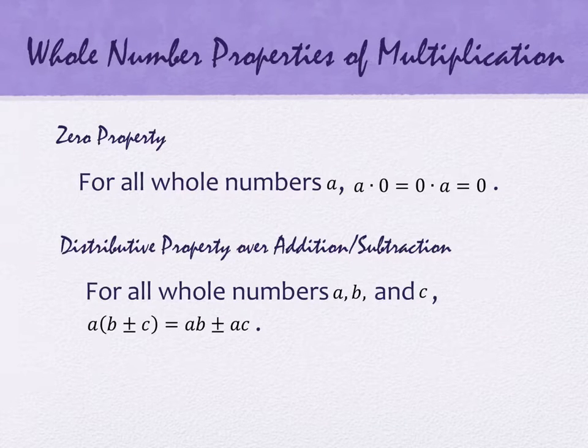Wonderful property. And then we have a property that combines multiplication with the addition or subtraction that we had in the last section. So when we have the distributive property, A times (B plus C) or (B minus C) is the same as AB plus or minus AC. It distributes over addition and subtraction.